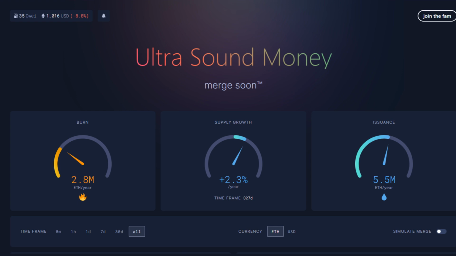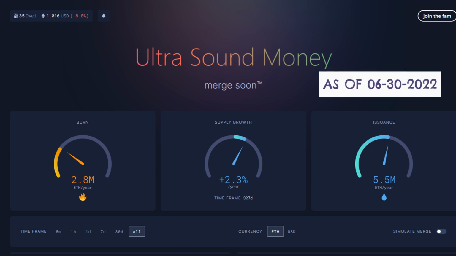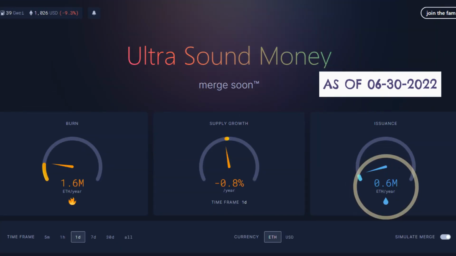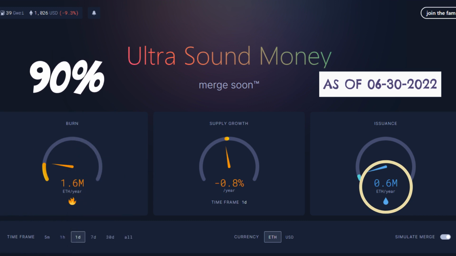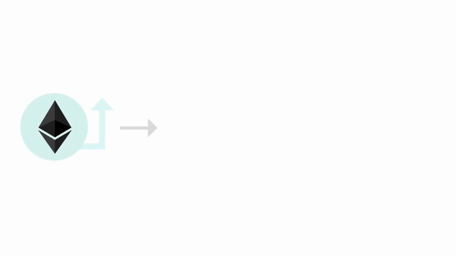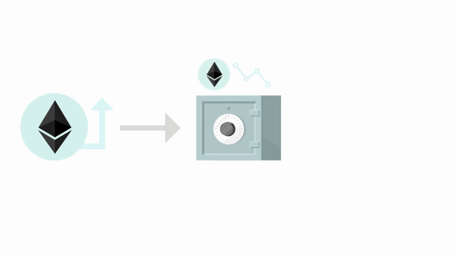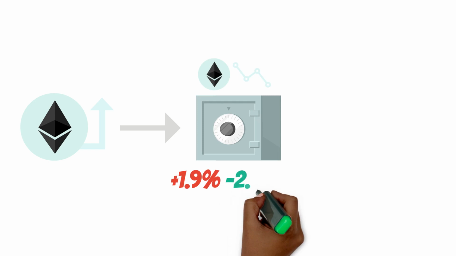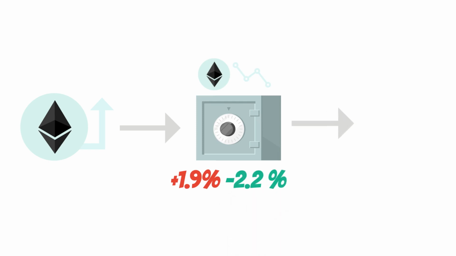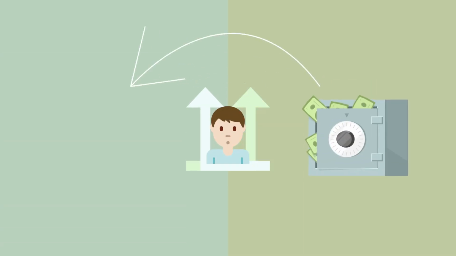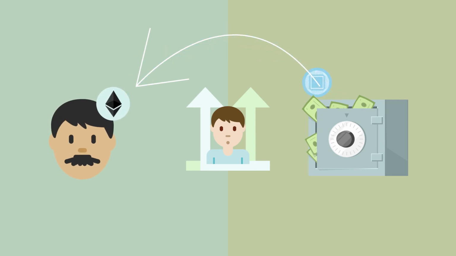So, according to the simulation tool on ultrasound.money, after the merge, Ethereum issuance will go from 5.4 million Ethereum per year to 0.5 million Ethereum per year. This is a massive 90% reduction in supply. In addition, because a lot of Ethereum will be staked by the validators, the total supply growth is expected to go from 1.9% per year to negative 2.2% per year, meaning that Ethereum will be moved towards a significantly less inflationary token.